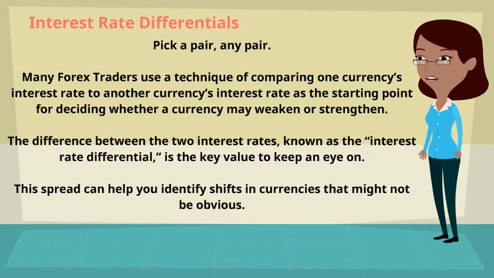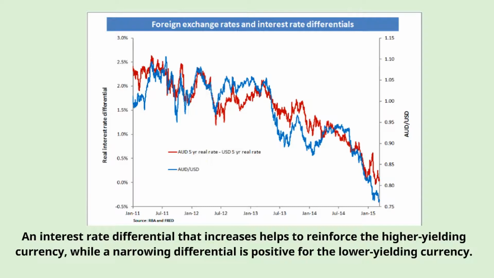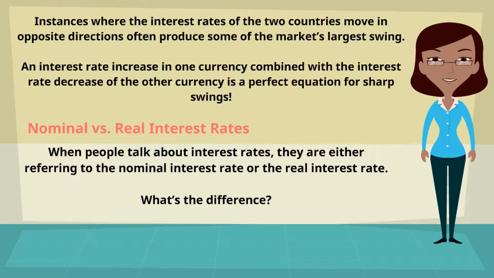An interest rate differential that increases helps to reinforce the higher yielding currency, while a narrowing differential is positive for the lower yielding currency. Instances where the interest rates of the two countries move in opposite directions often produce some of the market's largest swings. An interest rate increase in one currency combined with an interest rate decrease in the other currency is a perfect equation for sharp swings.